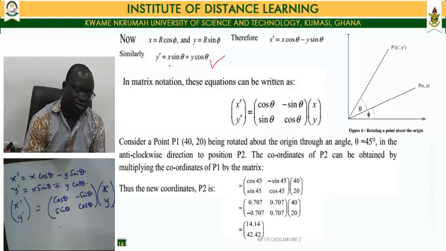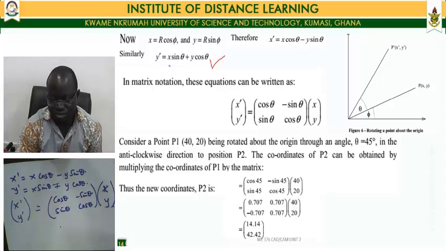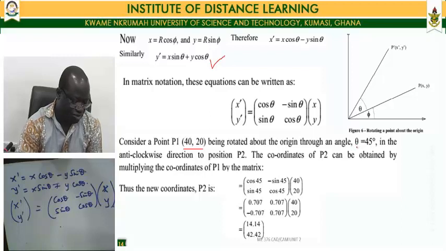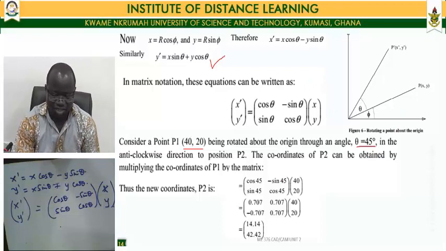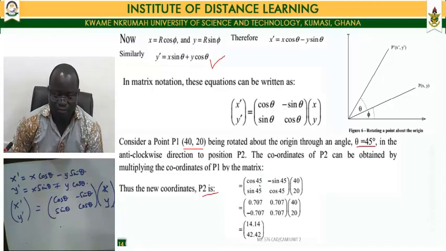So we can consider a point as we have in this illustration, (40, 20), rotated by theta of 45 degrees in the anti-clockwise direction. Now, if we want to generate a new coordinate position, we just have to put theta equal to 45 to generate the matrix and put the point (40, 20) to operate on it. And this will be our final result of the new point for the rotation.